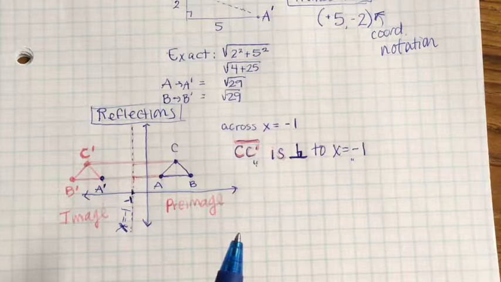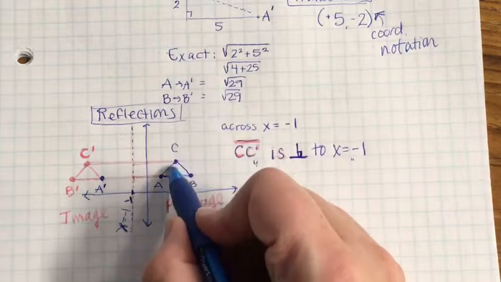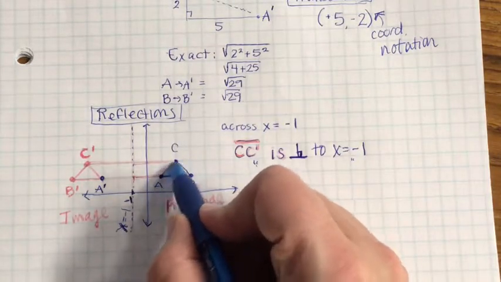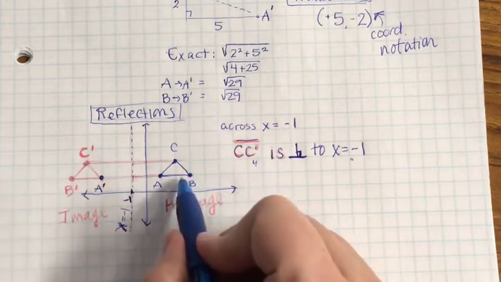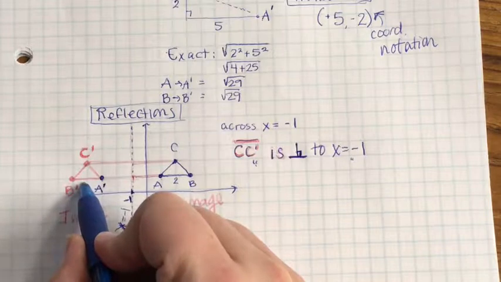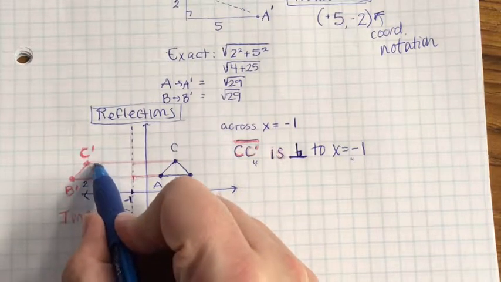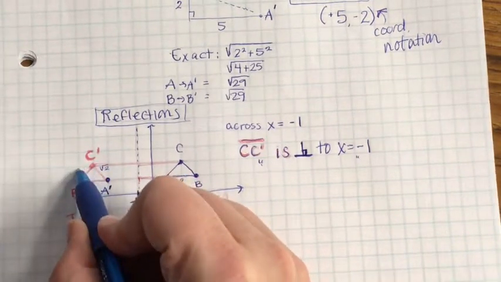And then all these distances stay the same. Whatever that distance was from A to C is the same thing as A prime to C prime. This was 2, so this right here is 2. Technically, that's the square root of 2, and that's the square root of 2.